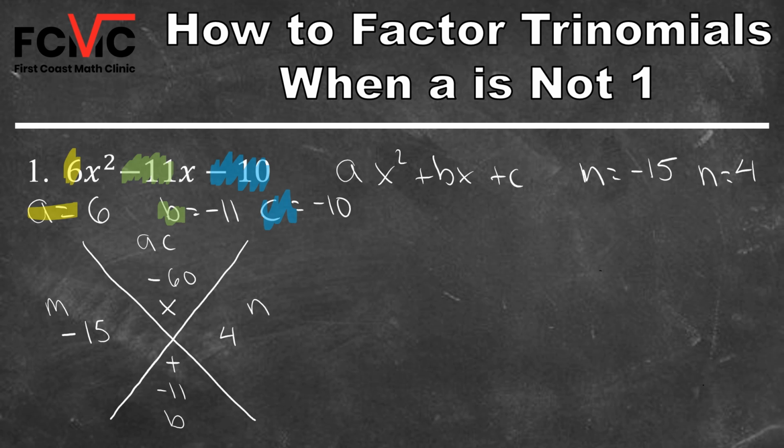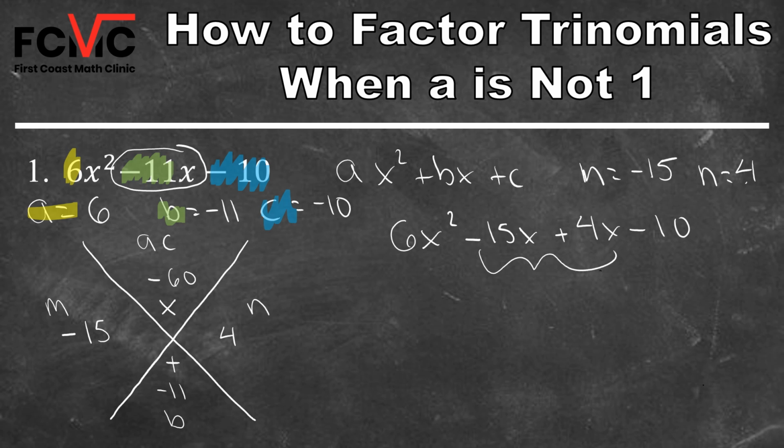So the negative 15 and 4, we're going to use that to replace our b value. So I've got 6x squared minus 15x plus 4x minus 10. And I know I could do this because if I take negative 15x plus 4x, I'm just going to get negative 11x, the original b value. And just looking at this, I know I'm going to factor this, so I'm going to actually switch this because I think it's going to be easier to factor the 6 and the 4 and the 15 and the 10. So I'm going to switch my grouping here.